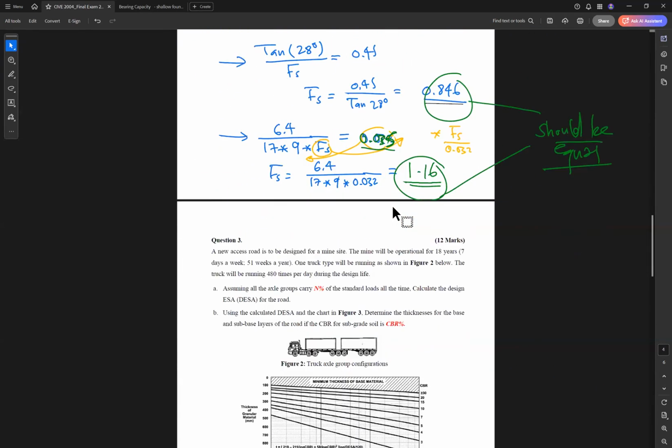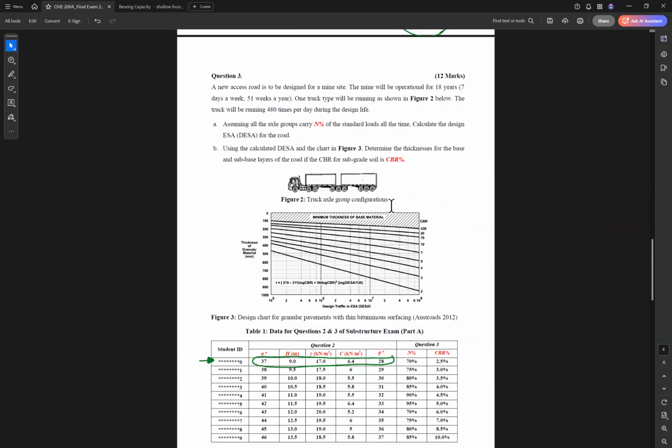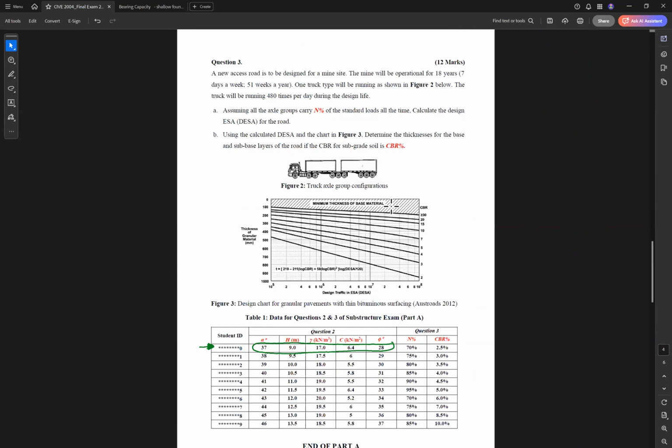Okay, so that's one of the problems. The second problem is about pavement. Wait, is the first one done? Yeah, that's it. You need to get the factor of safety.